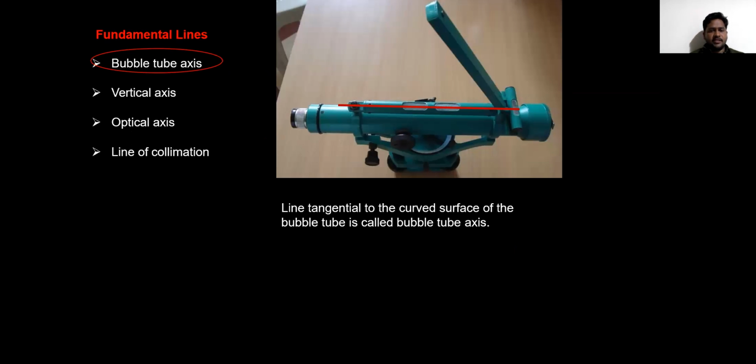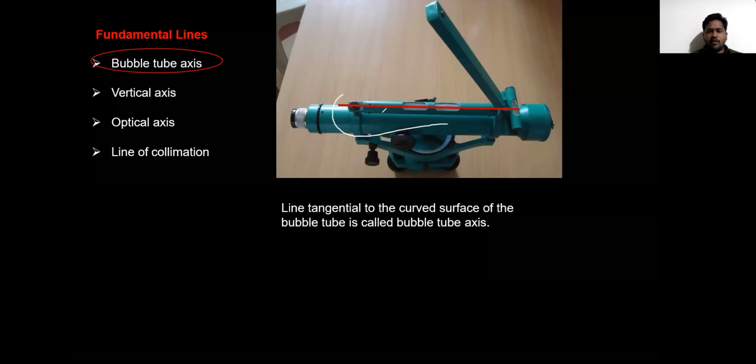That is bubble axis. The line tangential to the curved surface of the bubble tube is called bubble axis or bubble tube axis. See, if you observe here, this line is nothing but bubble tube axis. Whatever the red line which is showing on this instrument, that is called bubble tube axis. The line tangential to the curve of the bubble tube is known as bubble tube axis.